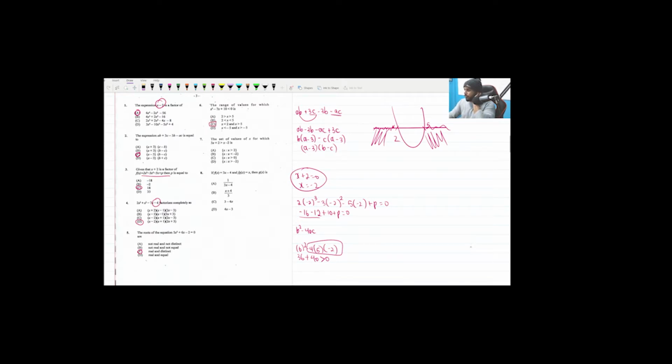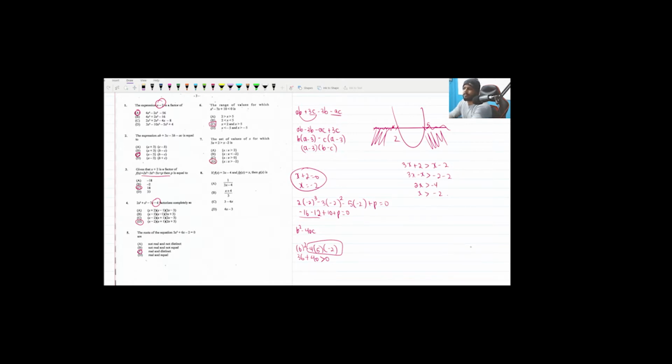All right, so now this one here, it's not a quadratic, so we don't have to draw a curve. It's just a simple solve for this one here. So we have 3x plus 2 is greater than x minus 2. 3x minus x is greater than minus 2 minus 2. 2x is greater than minus 4. And x is greater than minus 2.